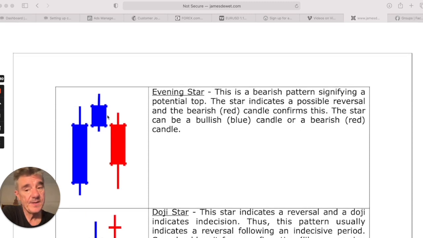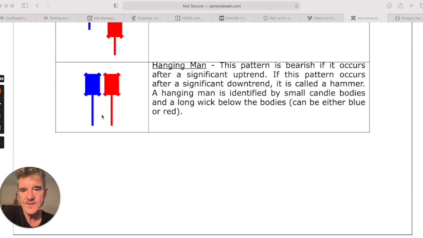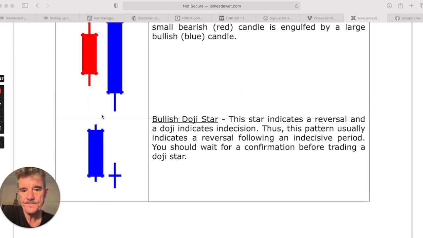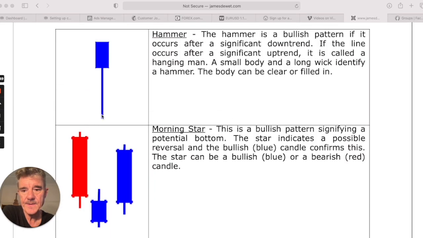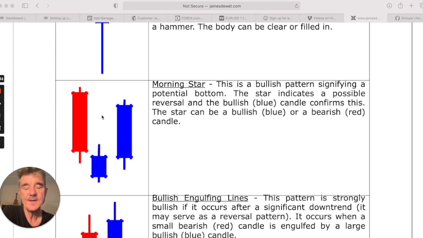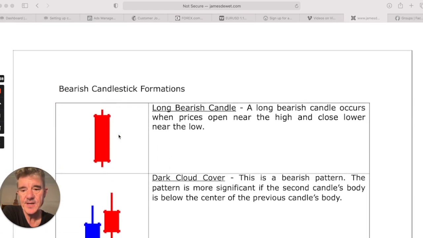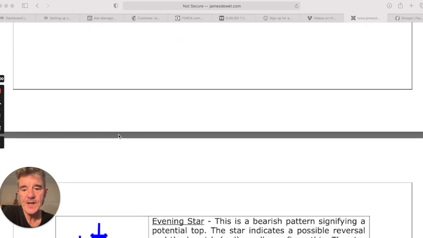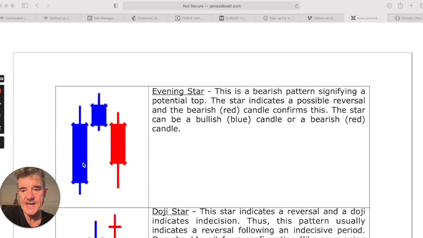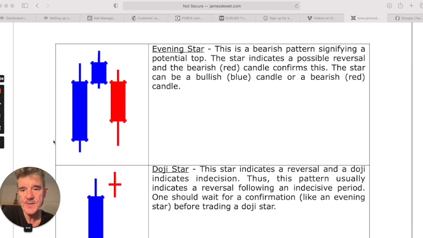Evening star, well, this is very similar to what we saw before over here on the bullish patterns. Over there, morning star. So we've got the morning star, which is a reversal of a bearish trend, and then the evening star, which is a reversal of a bullish trend. So the price, as you can imagine, has moved up, up, up, up, up. We get this evening star formation, and that could signify a reversal in the trend.